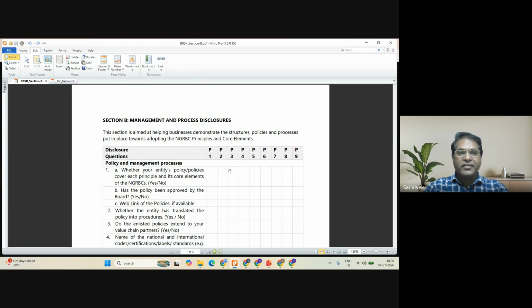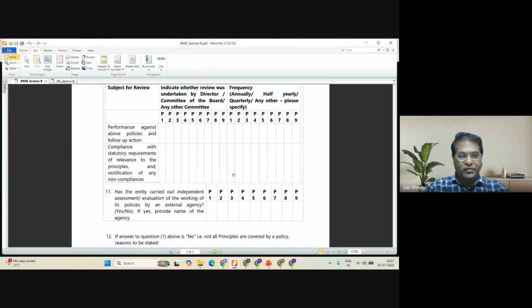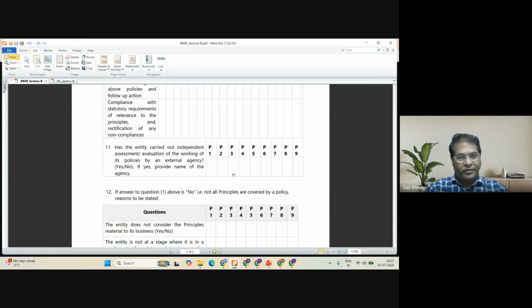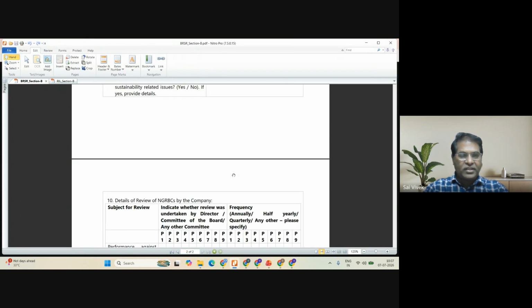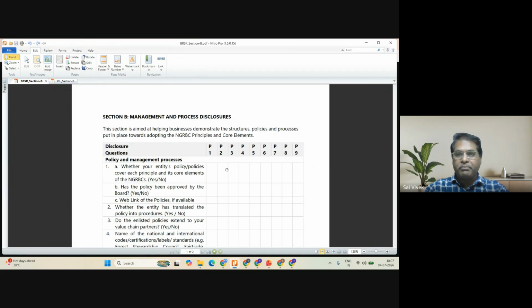And to measure this, it has got 12 metrics, or 12 serial numbers we can say here. And we'll see each of these. And as you can see through this PDF, there are 9 P's, P1, P2, P3, P4 to P9. These are the principles set by NGRBC, National Guidelines on Responsible Business Conduct.